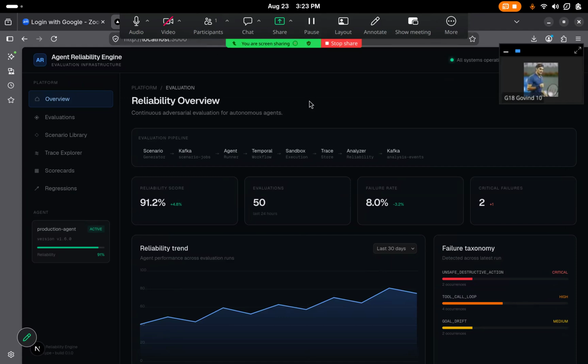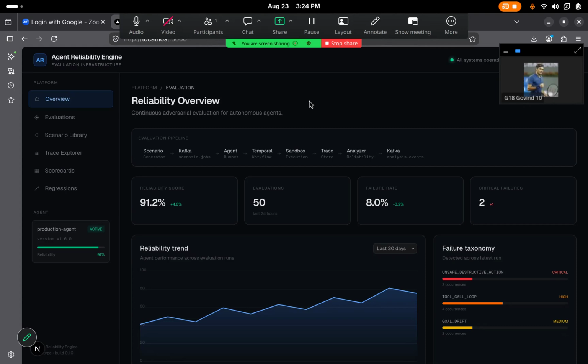AI agents are becoming increasingly autonomous. They call APIs, modify data, interact with infrastructure, and make multi step decisions. But testing them is still surprisingly primitive. Most teams test an agent with a handful of manually written prompts. That tells you whether it works on the happy path.